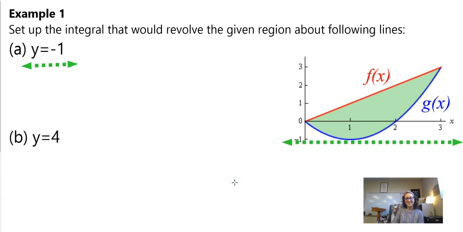Now you want to ask yourself, is this disk method or washer method? In other words, is there any empty space between y equals negative 1, which is my axis of revolution, and this shaded region? So is there any empty space? No, there's not empty space everywhere, but we do have some empty space. That tells me right away I'm going to use washer. So for washer, I need to figure out my big radius and my little radius. And that little radius is going to be the empty space. It's going to represent the circle that has empty space.